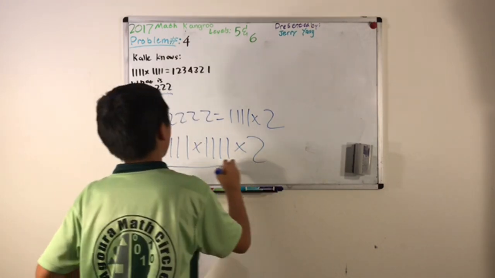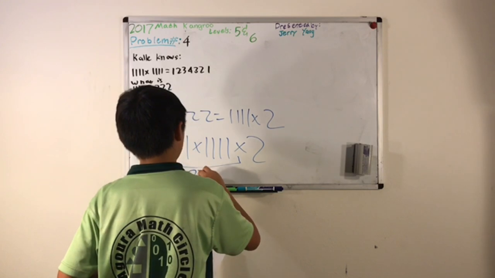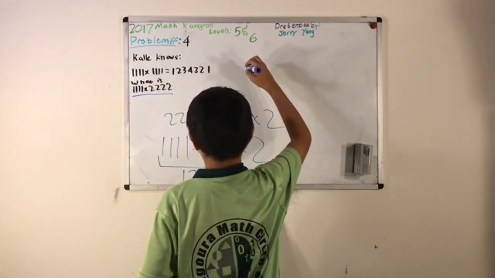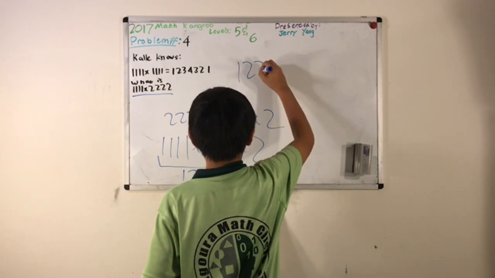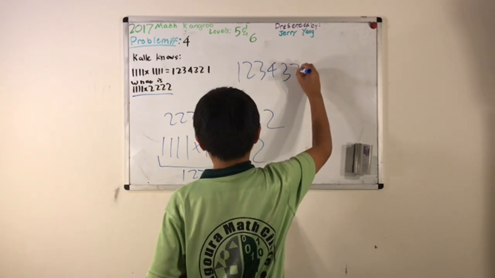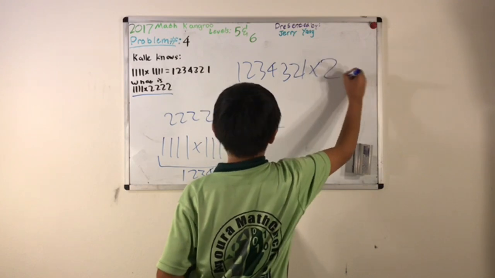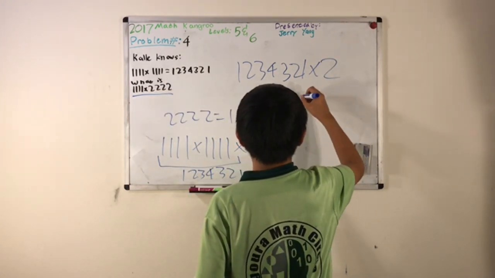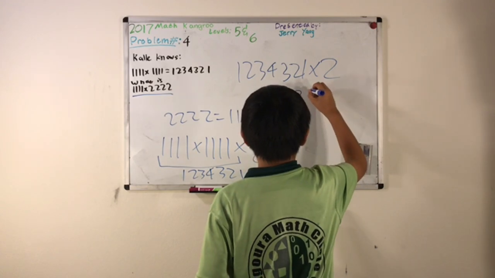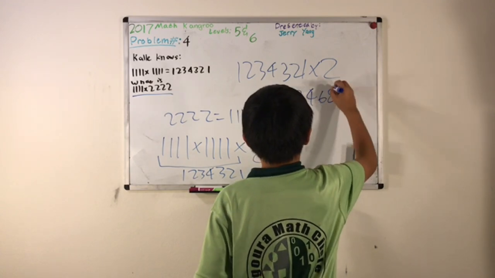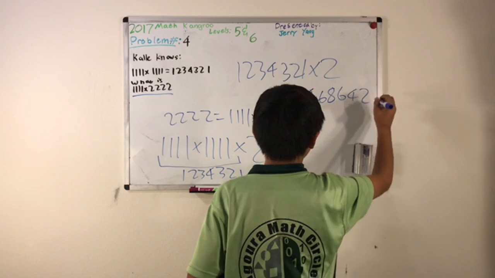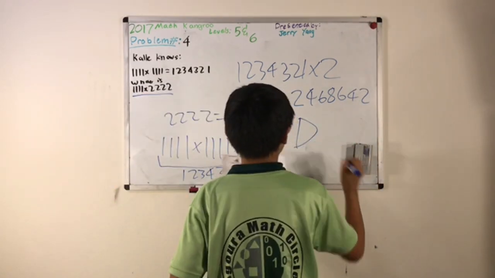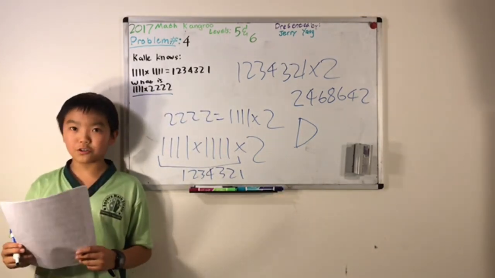And we know that this equals 1234321. So basically in our end result we have 1234321 times 2. And since we have it times 2, then we know that our answer is 2468642. And therefore, our answer is D, 2468642.